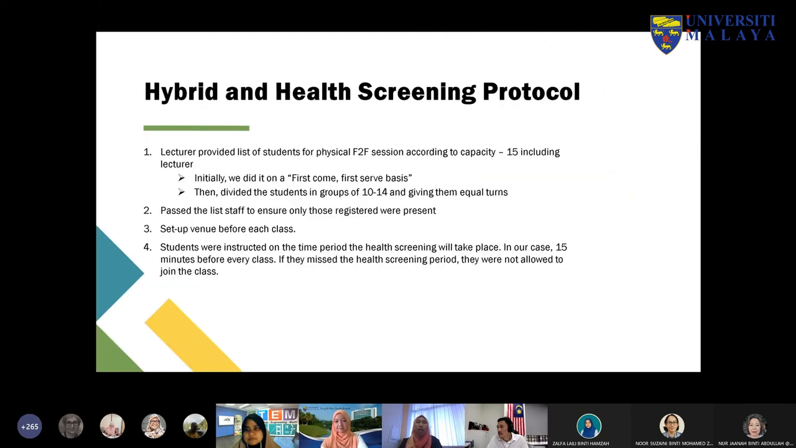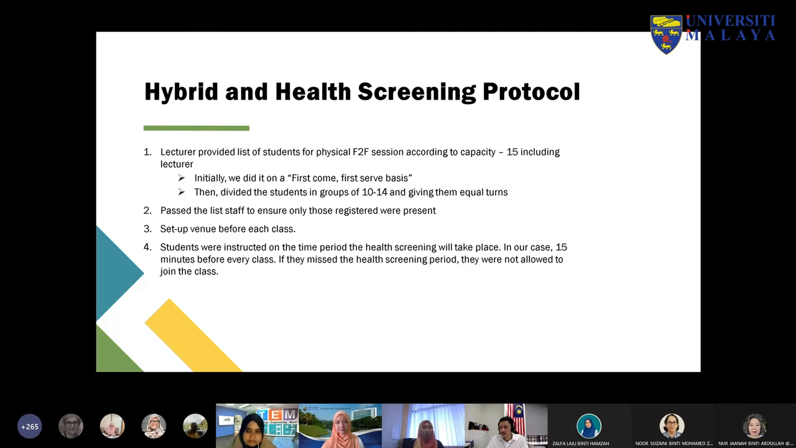Okay. Hybrid and health screening protocol, it's very simple. Initially, when we have the physical face-to-face session, the capacity of the class is 15, so that means 14 students and one lecturer. Initially, we did it on a first-come, first-served basis. So what the lecturer did is fill in their WhatsApp group, those who want to come for physics class, fill in their names.